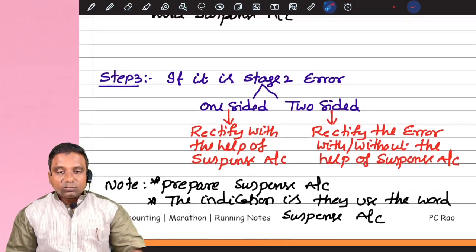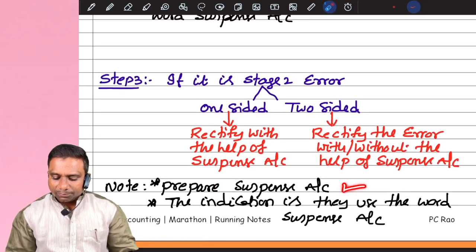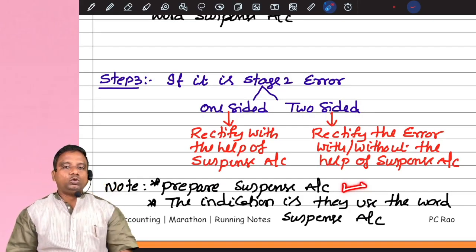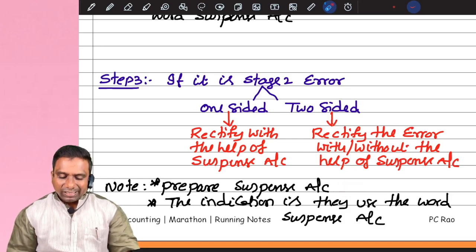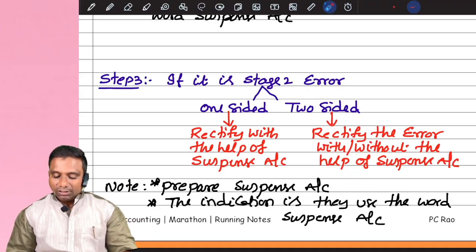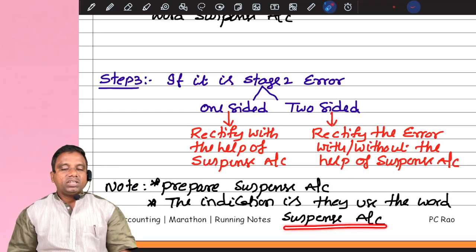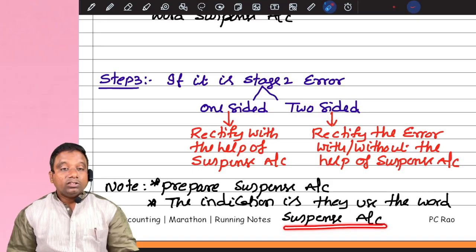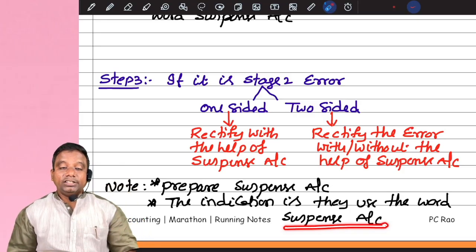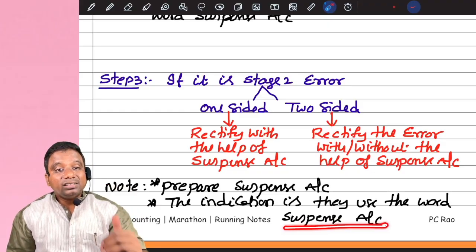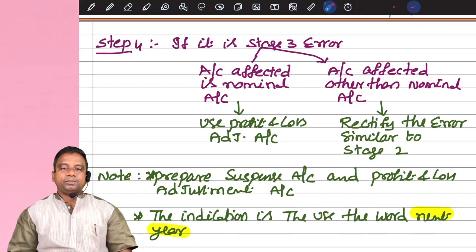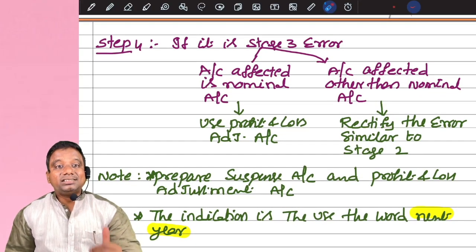Next, note point: prepare suspense account. When you are rectifying errors in stage 2, compulsorily you have to prepare suspense account. Sir, what is the indication that this is stage 2 rectification? They use the word suspense account. They don't use the word next year. Suppose they use the word next financial year, the errors are identified in the next financial year. Next financial year means it is stage 3 error.